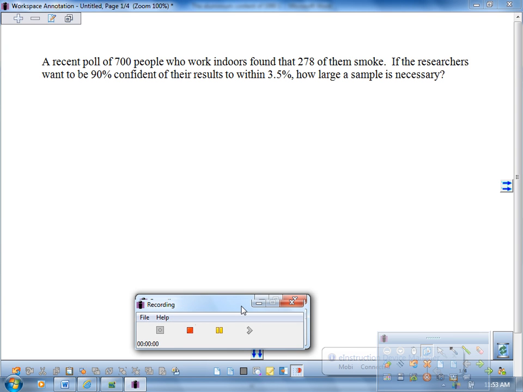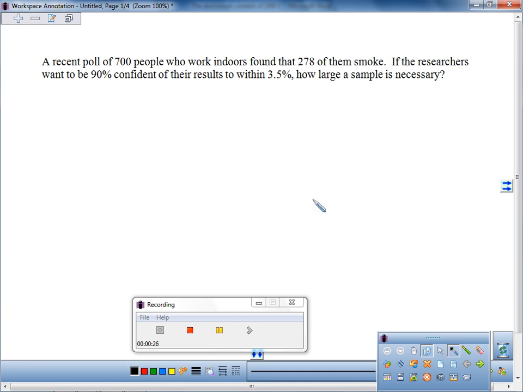All right, here we have a problem. We recently polled 700 people, or somebody did, who worked indoors and found that 278 of them smoked. But that was an old survey, so we're going to look at a new survey. If the researcher wants to be 90% confident of the results to within 3.5%, how large a sample is necessary?